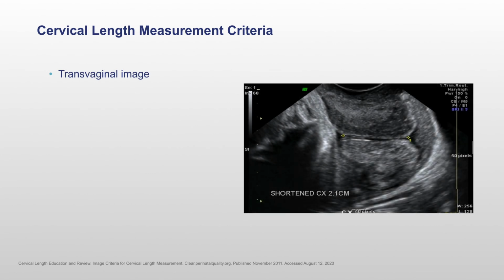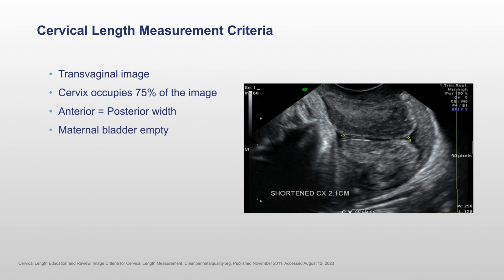First and foremost, it always should be done transvaginally. Why? It puts the camera at the closest point of the object of interest, which is the cervix. And similar to a nuchal translucency, that picture of the cervix should be enlarged, should take up about 3/4 of the screen. You want to make sure that the anterior width and the posterior width of the cervix are similarly sized. The bladder from the mom should be empty. We don't want any additional pressure on that cervix. It could alter and maybe give us a fictitious measurement, so the bladder should be empty.